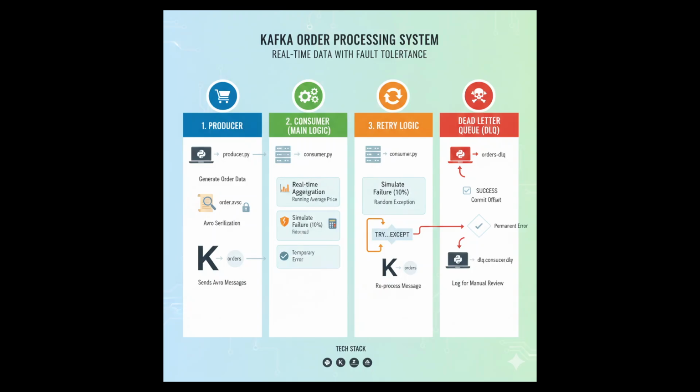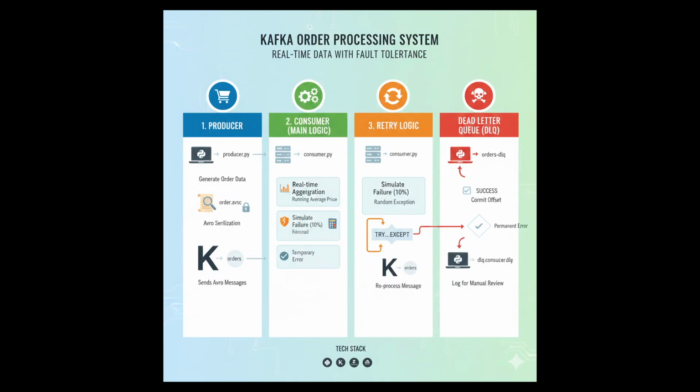This system is an excellent demonstration of a robust real-time data processing pipeline built on Apache Kafka, showcasing Avro schema enforcement, real-time data aggregation, and fault tolerance, retry logic, and DLQ. This system uses Apache Kafka for messaging, Avro for strong schema definition, and Python to implement critical business logic, including running average calculation and robust error handling using dead letter queue. Let's see how each component works.